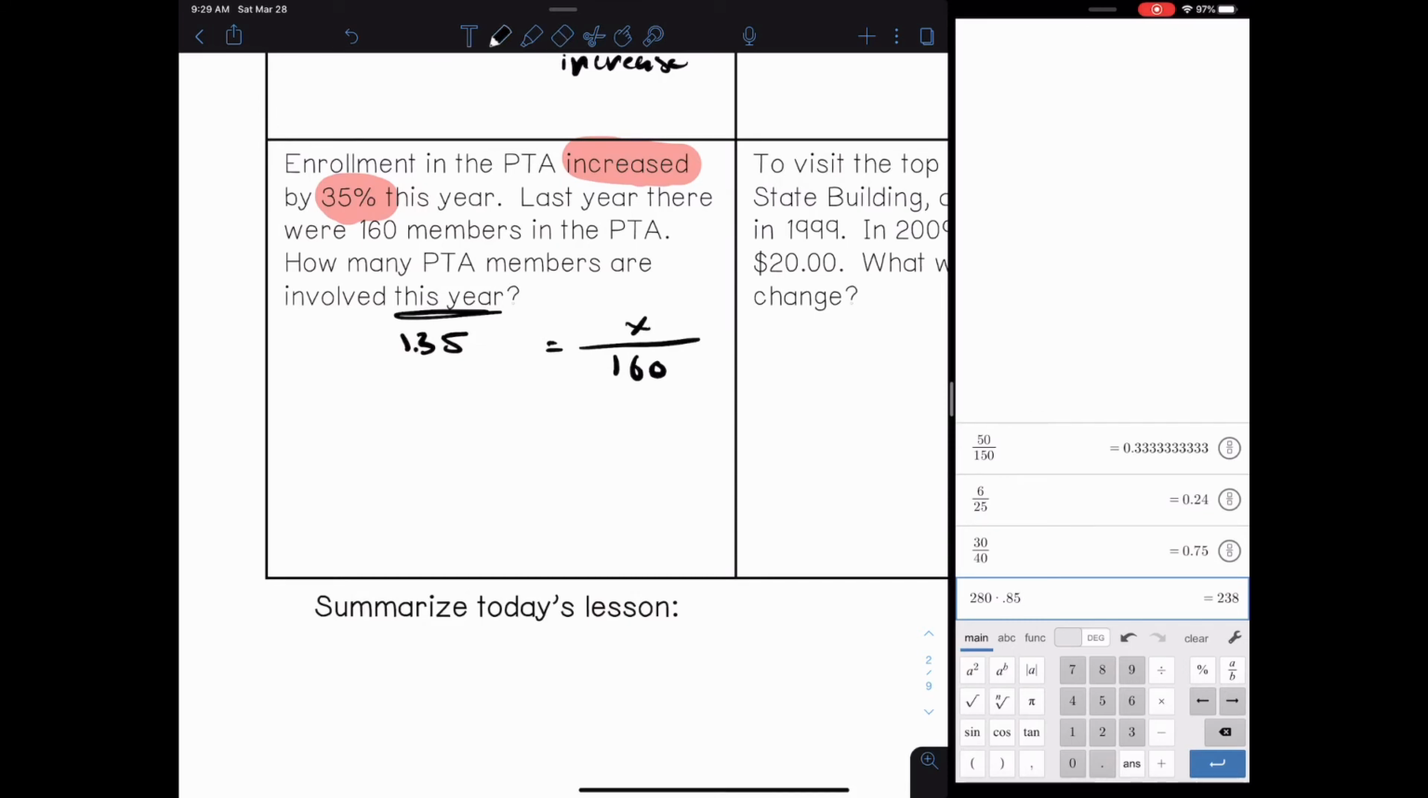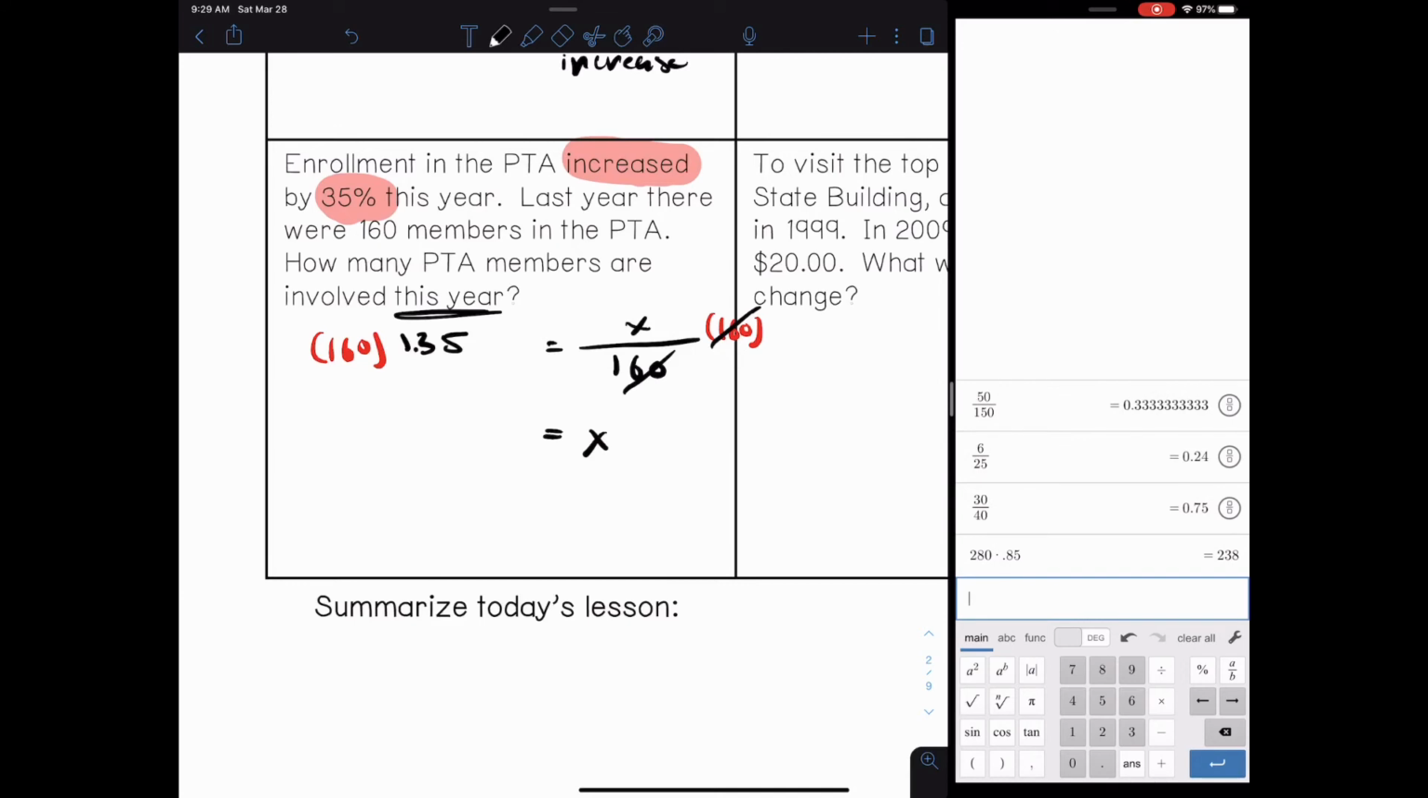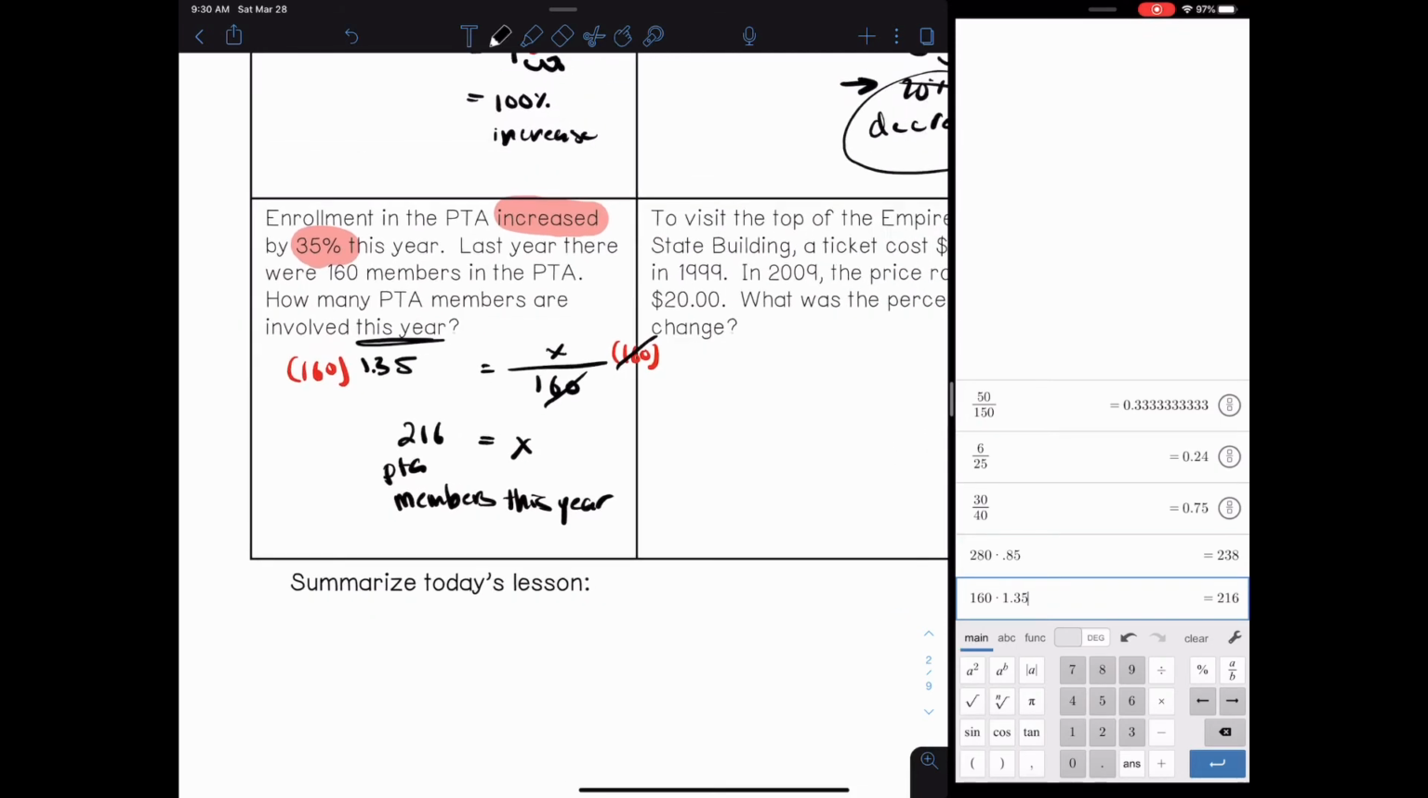equals X over 160. How do I get X by itself? Well, I'm going to multiply both sides by 160. And so 160 on top, 160 on bottom. We're left with X. On the left side, you have 160 times 1.35, and you get 216. So how many PTA members were involved this year? Well, 216 PTA members this year. All right, so that was that bottom left one.